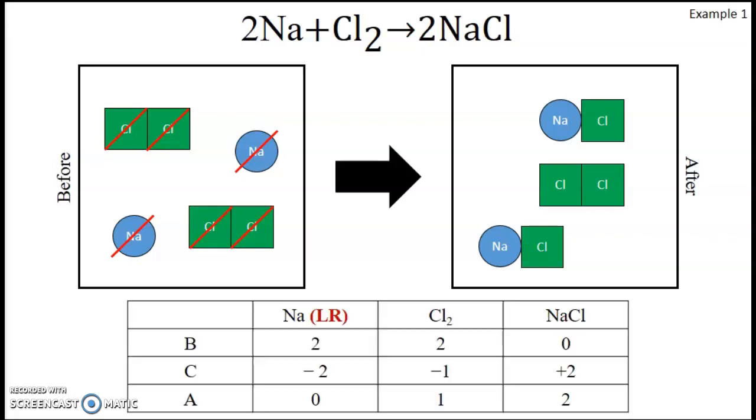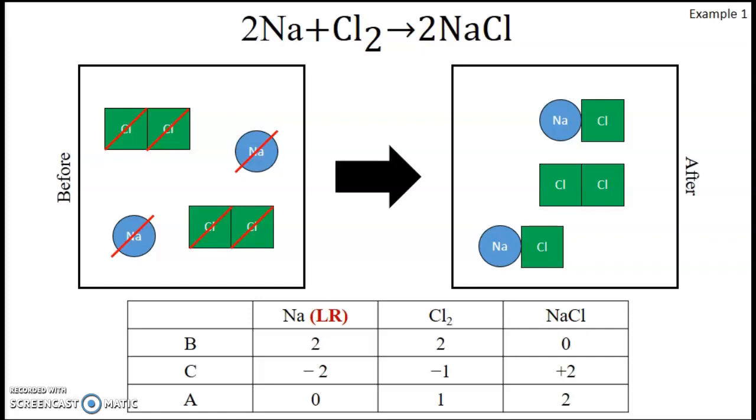When we make our BCA table, we're going to have a column for every substance in the chemical reaction equation. So a column for sodium, a column for chlorine, and a column for sodium chloride. We have a before row that matches our before picture, 2 sodium atoms floating around, 2 chlorine molecules, and no sodium chloride molecules yet. We have an after row that matches our after picture, no leftover sodium atoms floating around by themselves, 1 chlorine molecule left over, and 2 new molecules of sodium chloride that were produced by the chemical reaction.